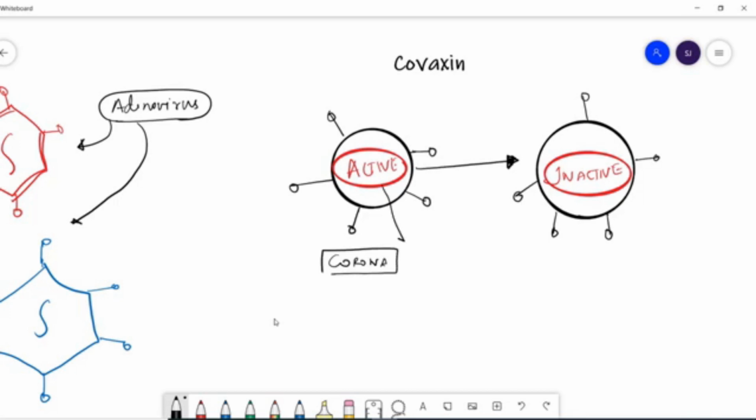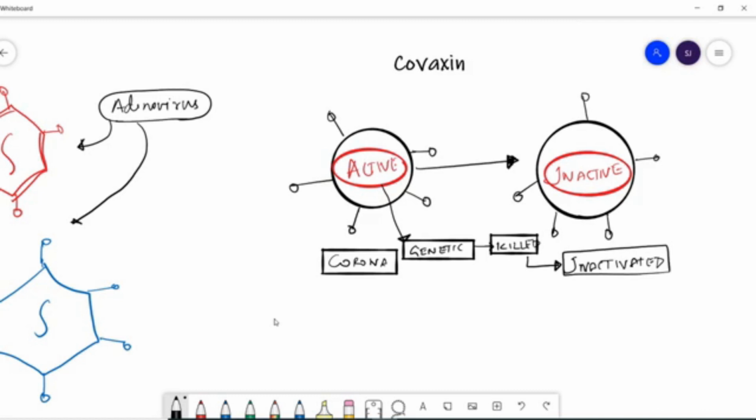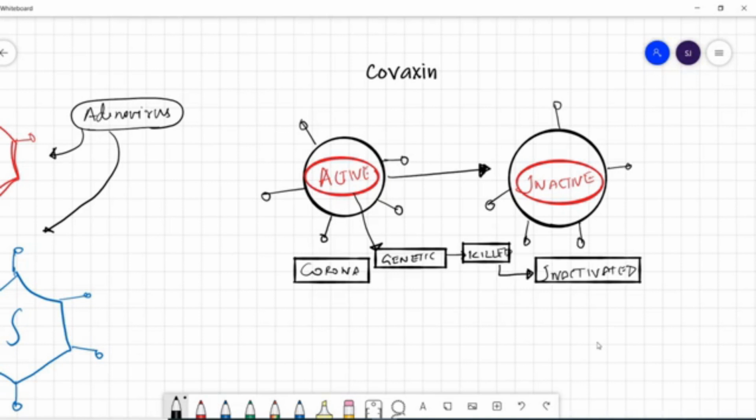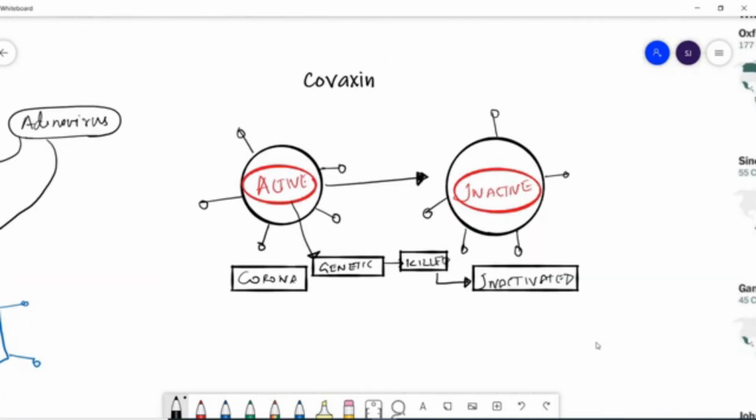The genetic material present inside the active coronavirus is killed, and this coronavirus is inactivated. Then it is injected into your body as Covaxin, and once it is injected, your body gets immune system practice before the original virus gets inside your body, and then we can have immunity for this virus.